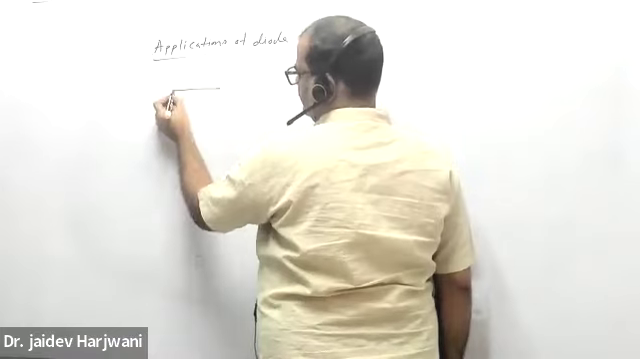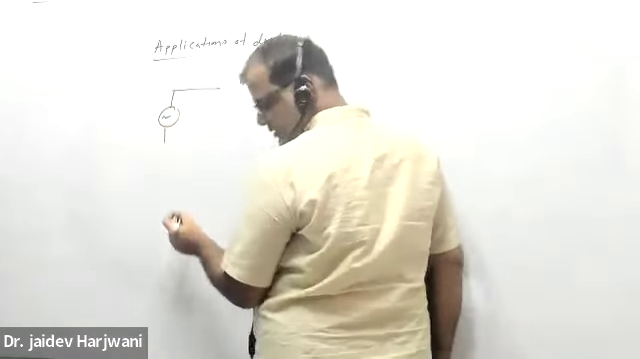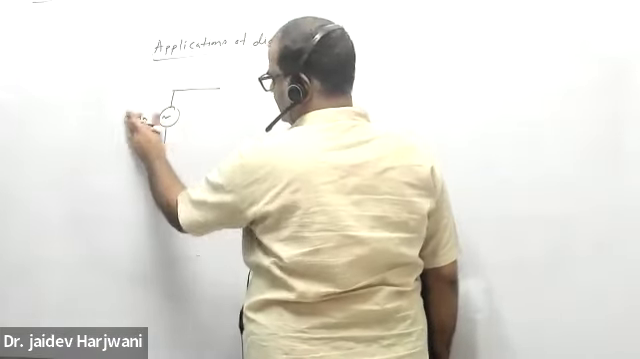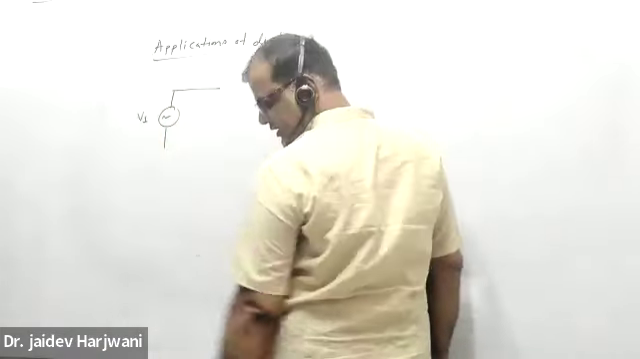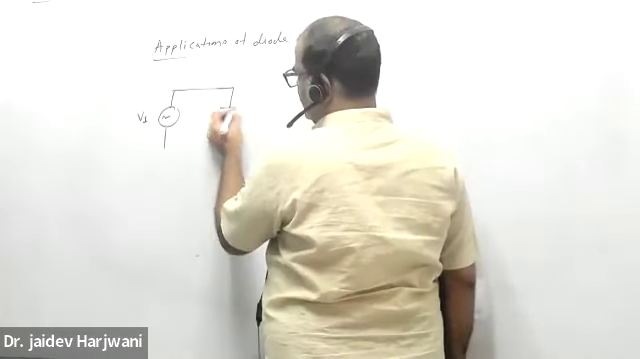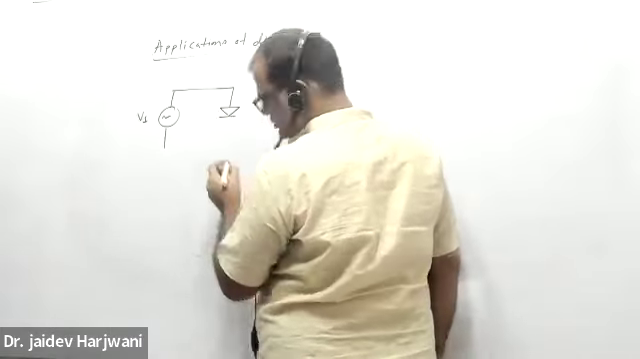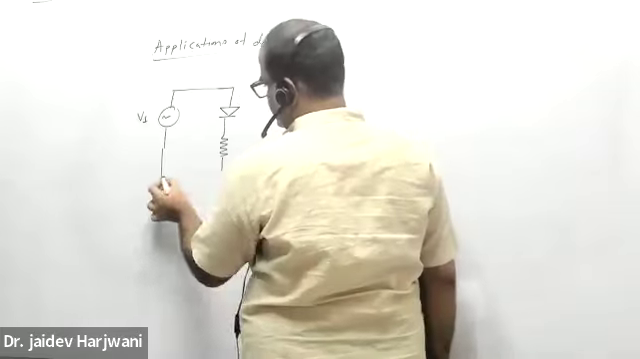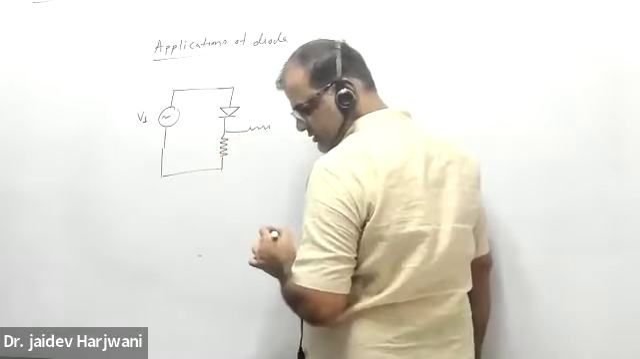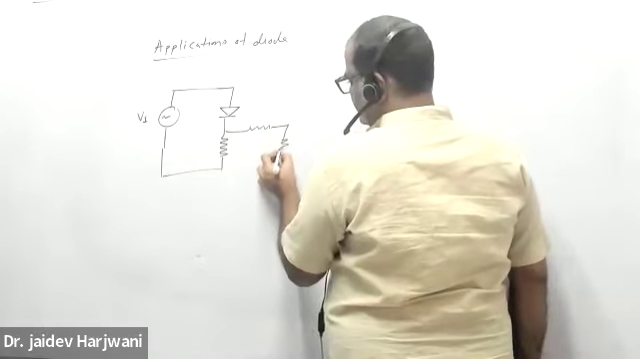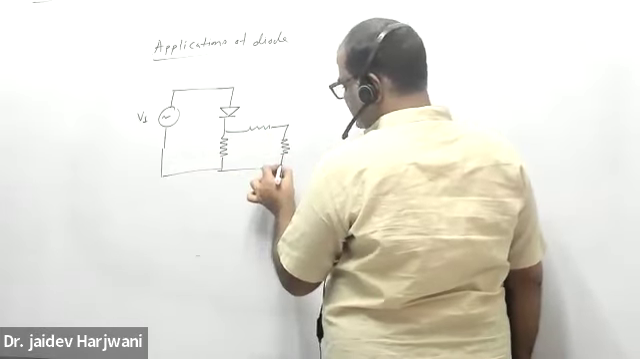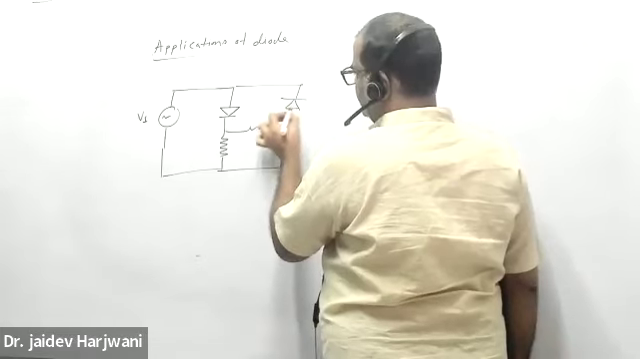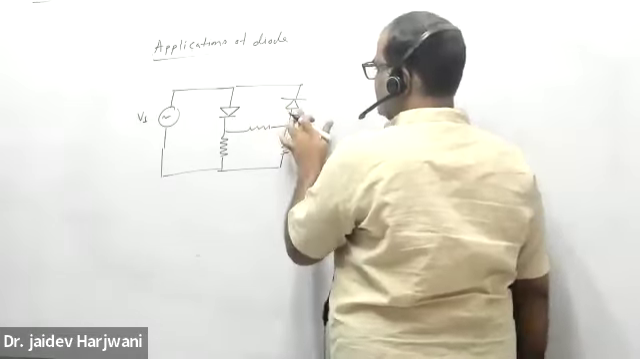Say I have here a V input. Here I have a diode. Here I have a resistor. Here also I have a resistor. Here also I have a resistor. Now the concept is the same as a rectifier. And now here you have a resistor.